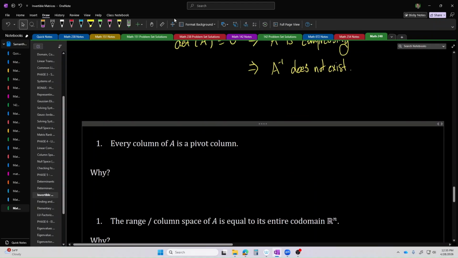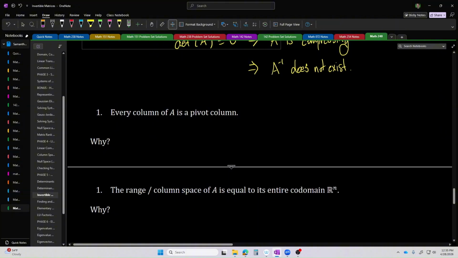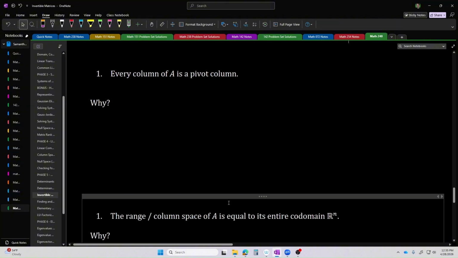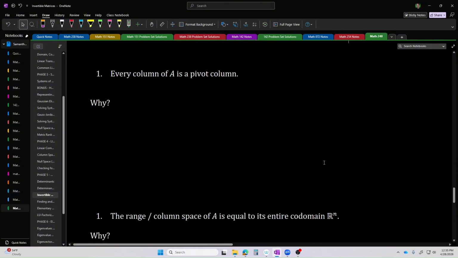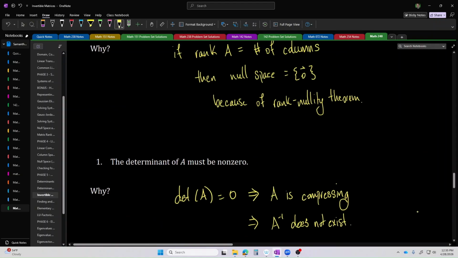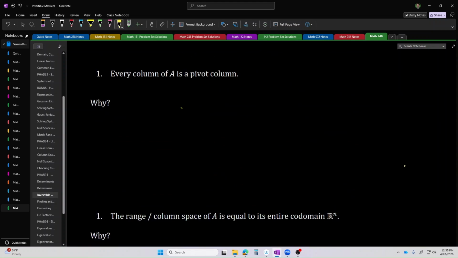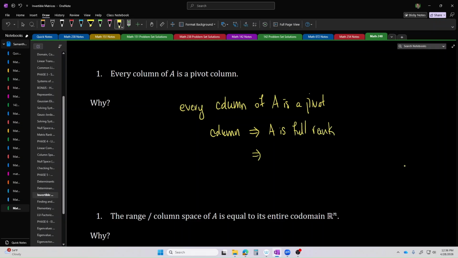Another way to understand it, in some of the other language that we have used within this class, we could also say that every column of an invertible matrix A must be a pivot column. And this ties back to what we said earlier about rank, right? Every column of A being a pivot column is the same thing as saying A is full rank. And for the reasons we described earlier, that would mean A inverse exists.